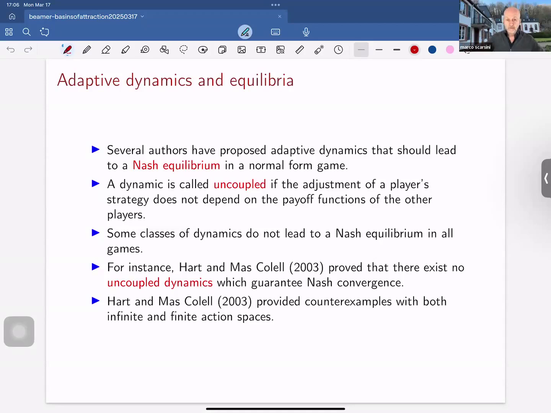And in this class of dynamics, Hart and Mas-Colell proved that there exists no uncoupled dynamics that guarantee convergence to a Nash equilibrium. No matter what, you always find a game for which an uncoupled dynamics doesn't converge to a Nash equilibrium. And the counterexample that they provide in the 2003 paper involves both infinite and finite action spaces. So it's not a matter of what the action spaces are. There is always a game for which there's no convergence.